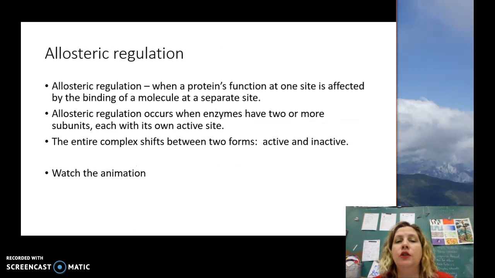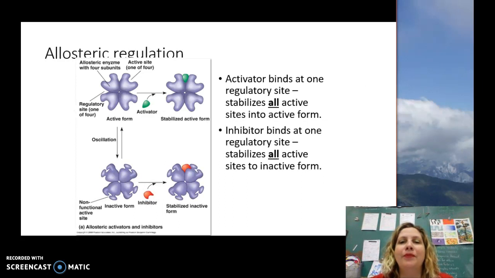So allosteric regulation. Allosteric regulation is when a protein's function at one site is affected by the binding of a molecule at a separate site. Allosteric regulation occurs when enzymes have two or more subunits, each with its own active site. The entire complex shifts between two forms, active and inactive. And this really makes no sense unless you watch the animation. So here's the diagram of it. The activator binds at one regulatory site and it stabilizes all active sites into the active form.